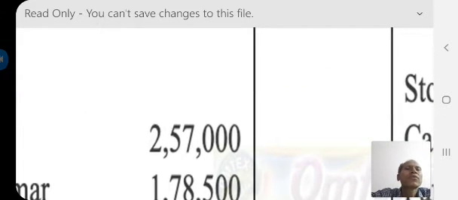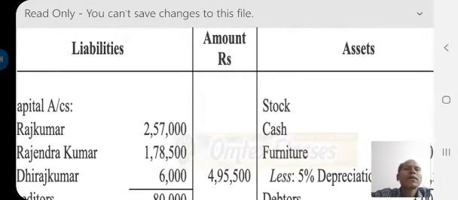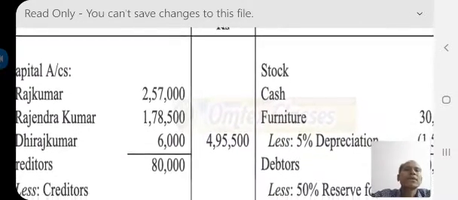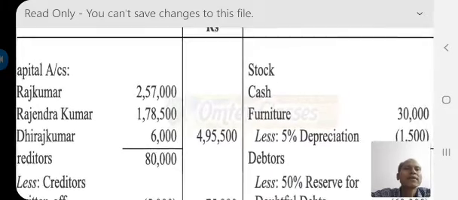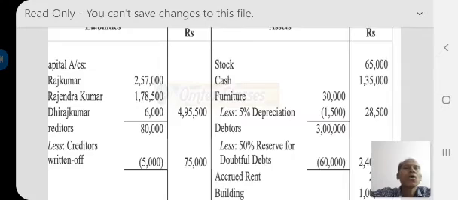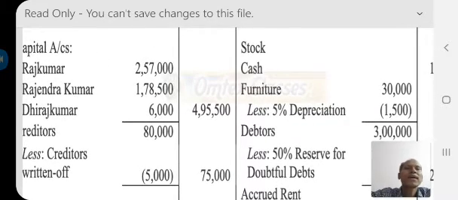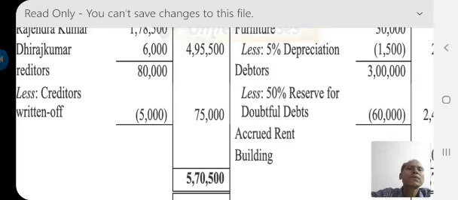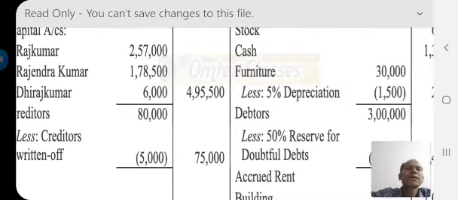This is the capital of Rajkumar. Likewise, Rajendra Kumar 1,78,500. Now, the new partner has brought how much? 60,000. It is mistaken, 60,000, not 6,000. It is 60,000. Yes. The total is here, how much it is brought.